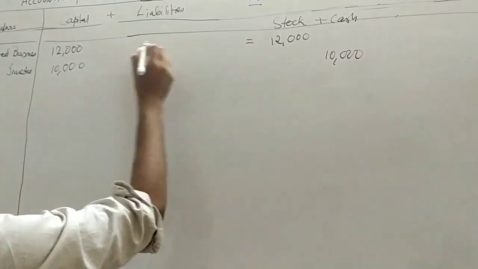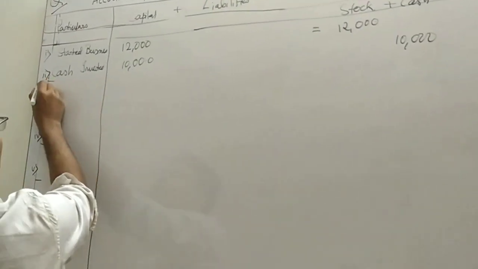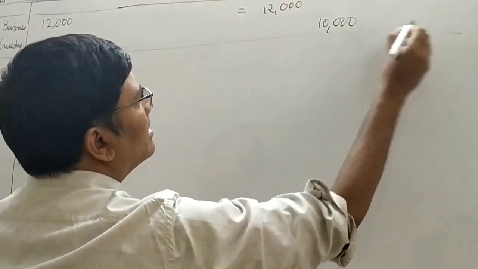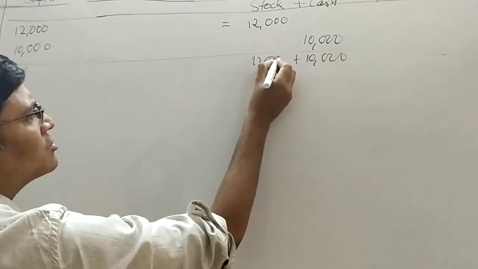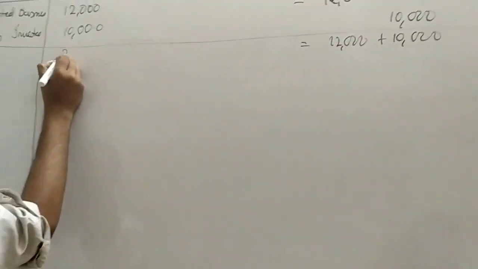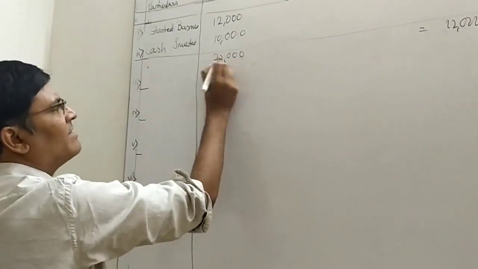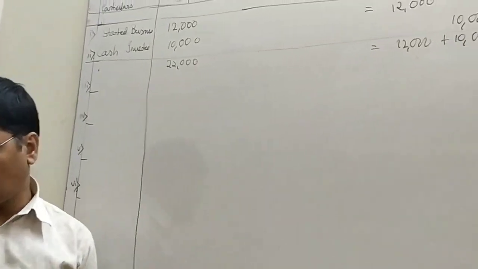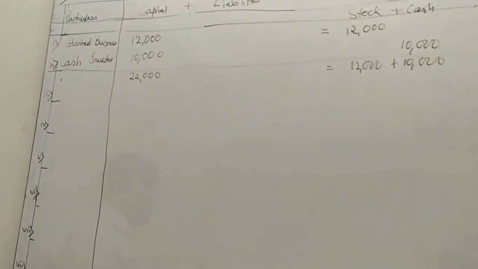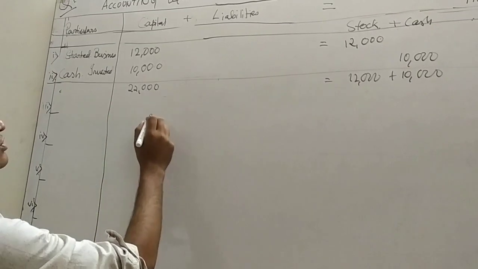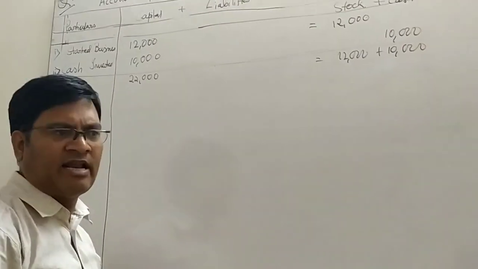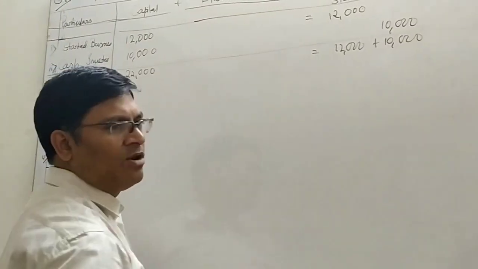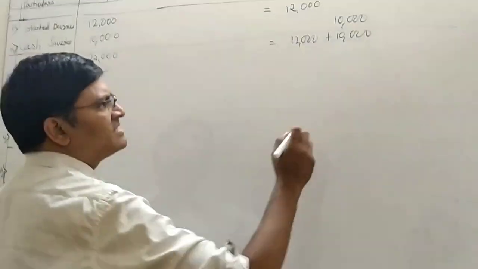Our first equation was 12,000. The second equation is showing 10,000 in the cash, 12,000 in the stock, that is 22,000, and this side also 22,000. Again, the accounting equation matched. Now the third is saying he purchased furniture of 10,000 for business use. Nothing is mentioned whether he purchased in cash or on credit, which means it is in cash. No name, nothing, so it is always in cash.